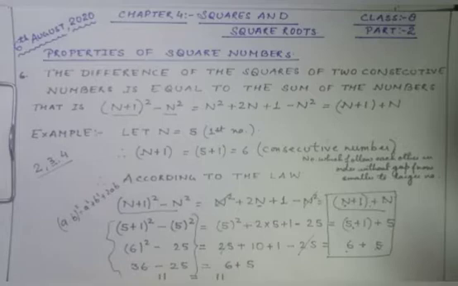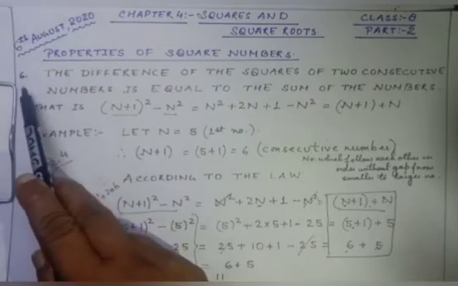Today we are going to start with the same chapter, that is chapter 4, squares and square roots. Last time I explained to you the square of a number, perfect square, and how to find out the perfect square without doing any calculation. And I have explained the first 5 properties of a square number. Today I am going to continue with the next property of square numbers, the sixth property. Let us see what the sixth property of a square number is.